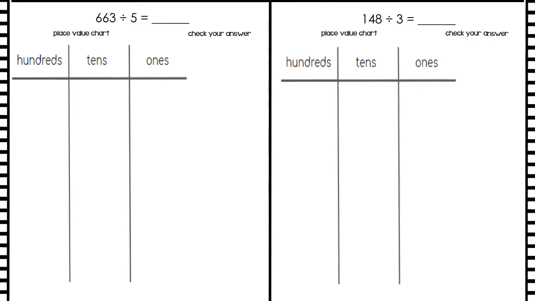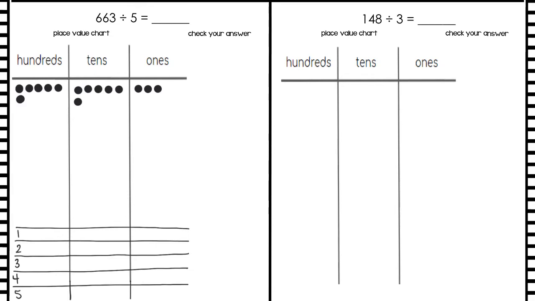All right, we're going to do this one a little bit faster. We have 663 divided by 5. So the first thing we're going to do is put 663 at the top of our place value chart and divide it into 5 groups below. Pause the video and do that. Now, when we divide, we always start in the largest place because if we have extras, we need to regroup them into the next smallest place.